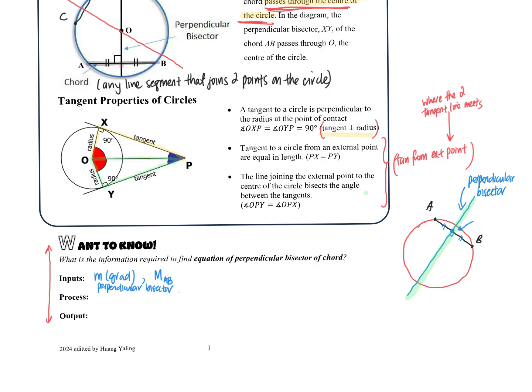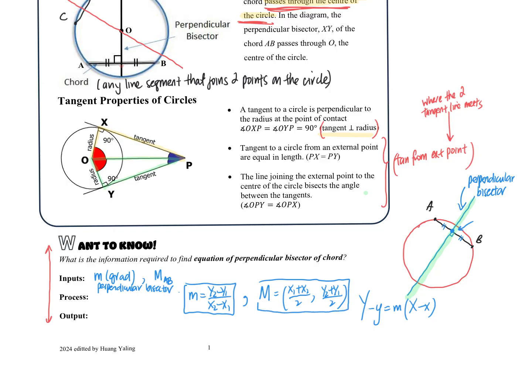So the process, you will be finding the gradient: y2 minus y1 over x2 minus x1. You'll be finding the midpoint: adding the two x coordinates divided by 2, adding the two y coordinates divided by 2. And then finding the equation: big Y minus small y equals gradient times big X minus small x. So the process requires finding these three, then using this equation, your output will be the equation of the perpendicular bisector. Tomorrow we will explore a bit deeper how to find this line.